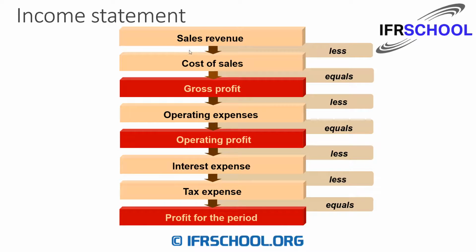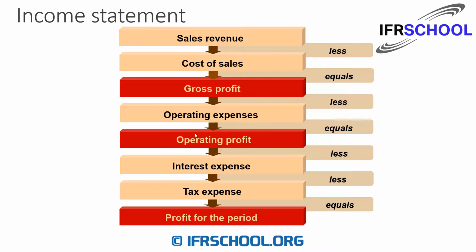The next line measures the direct costs necessary to generate those revenues, otherwise known as cost of sales. Sales revenue less cost of sales measures the gross profit of the firm. If we subtract off other, more indirect operating expenses from gross profit, we arrive at the firm's operating profit.